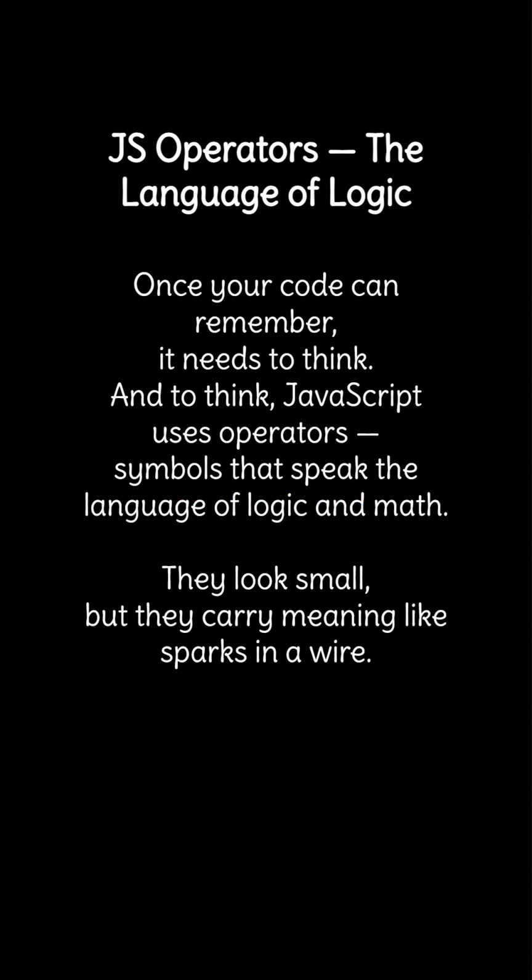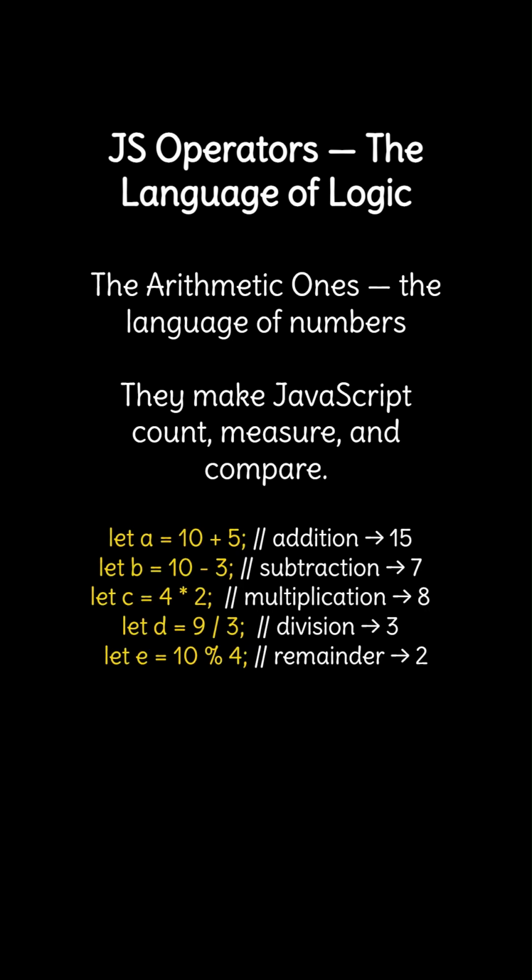Once your code can remember, it needs to think. And to think, JavaScript uses operators, symbols that speak the language of logic and math. They look small, but they carry meaning like sparks in a wire. First, the arithmetic ones, the language of numbers. They make JavaScript count, measure, and compare.